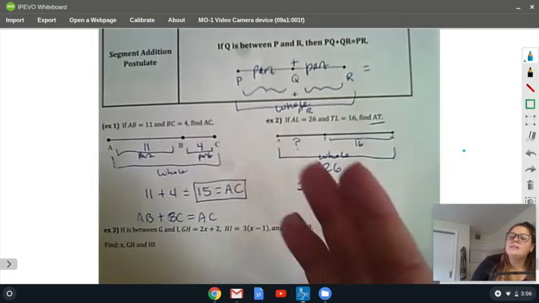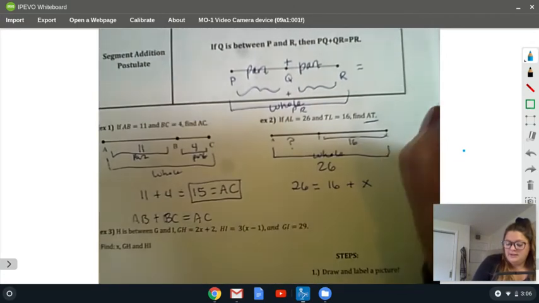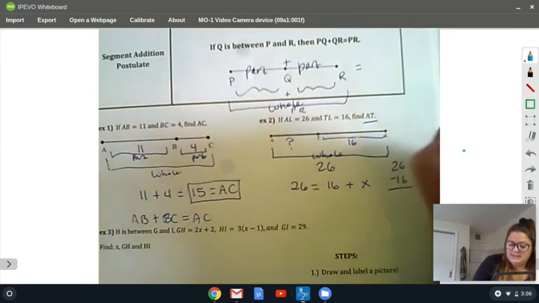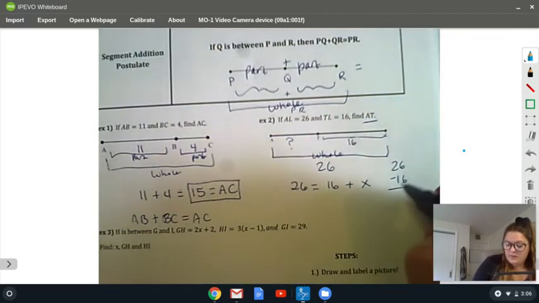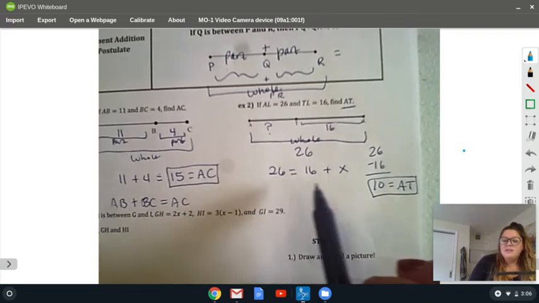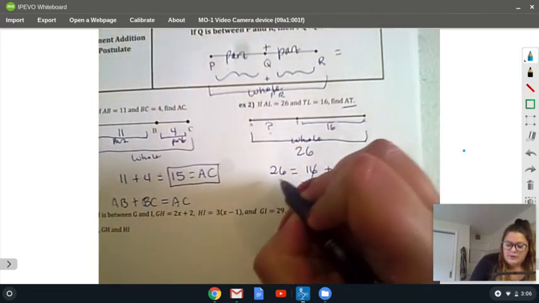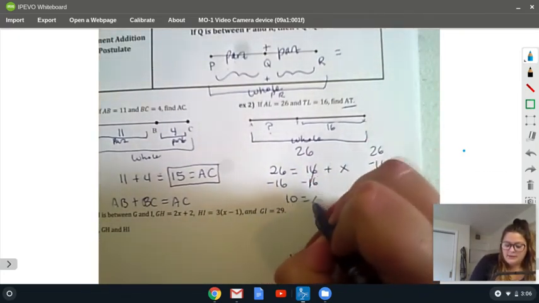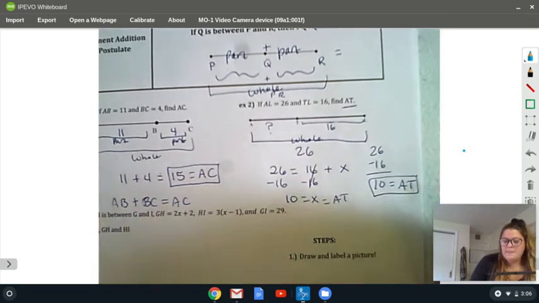So just looking at this, a lot of you can just answer this already, that we would do 26 minus 16 to get this part. That would give me 10. That's equal to AT. A lot of you will just be able to answer that right off the bat. Algebraically, this is the way it would look. Then we would subtract 16, and we get 10 equals x, or AT.